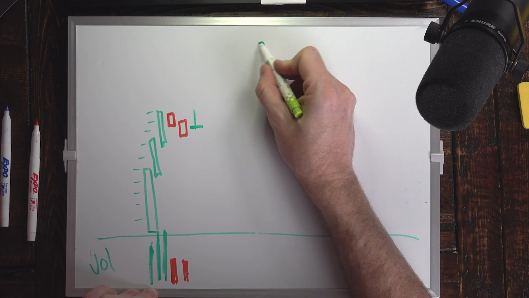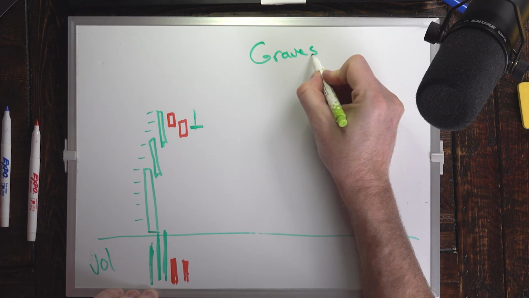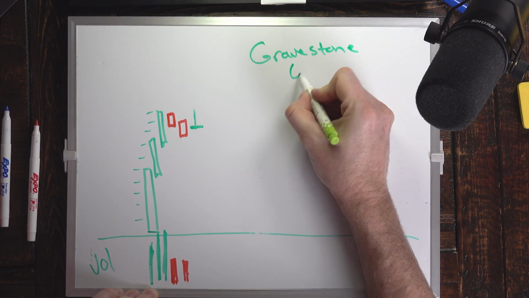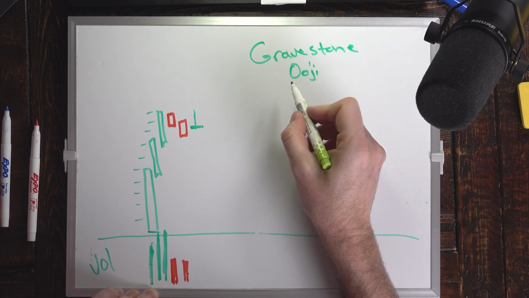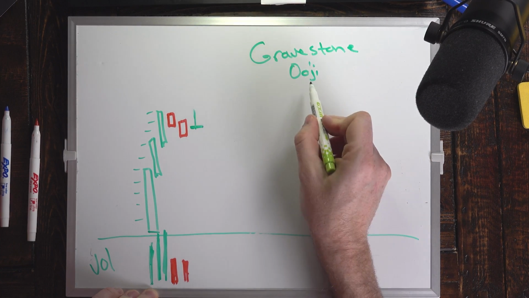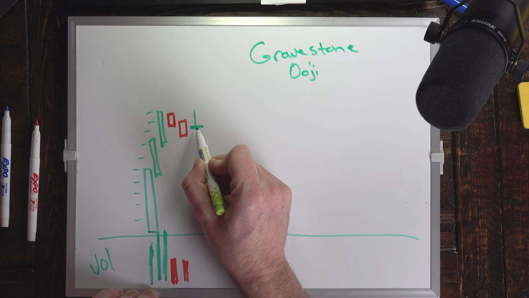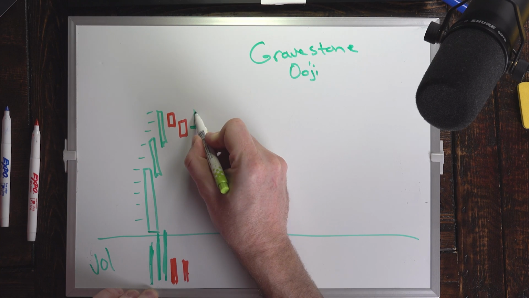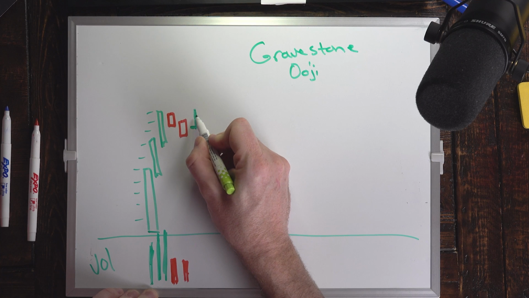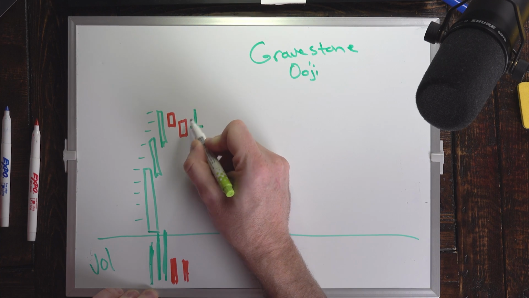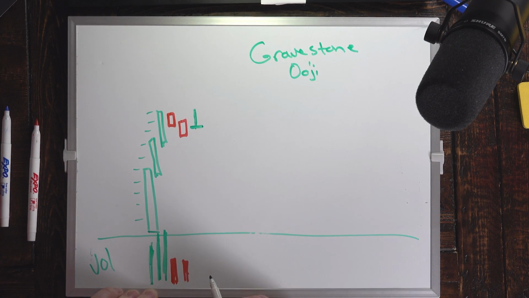That's called a gravestone doji. An ominous name for a candlestick that is indicative of a battle going on behind the scenes. What's happening here is the stock squeezed up, but then flushed back down. So I don't like seeing that type of candle.